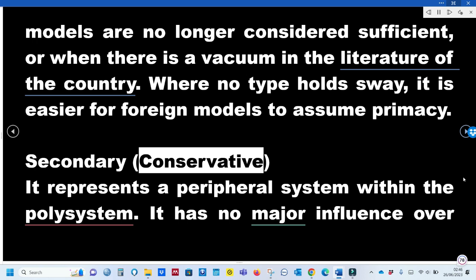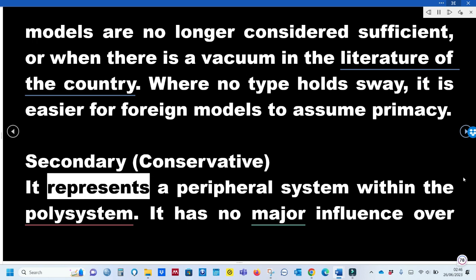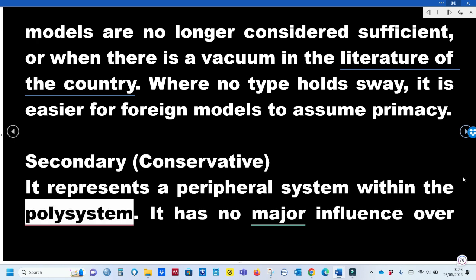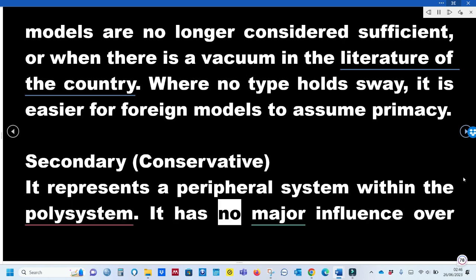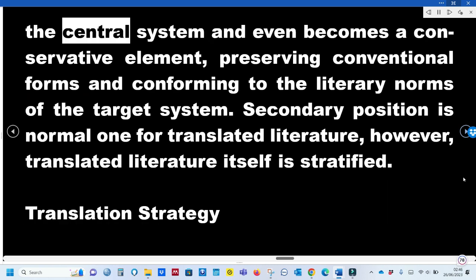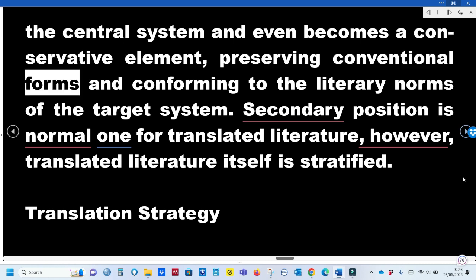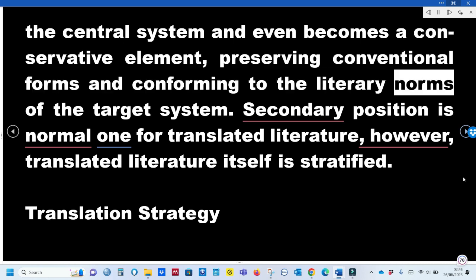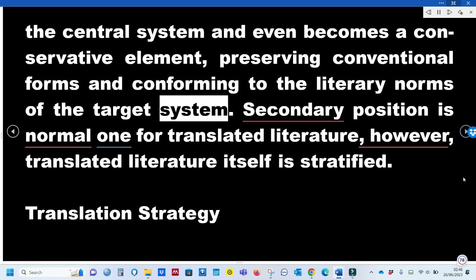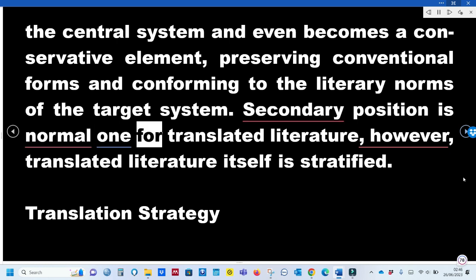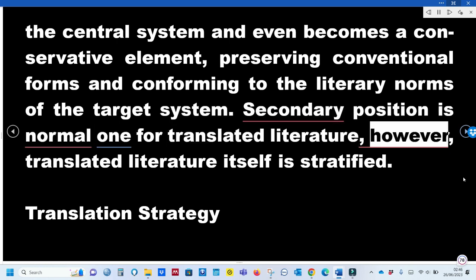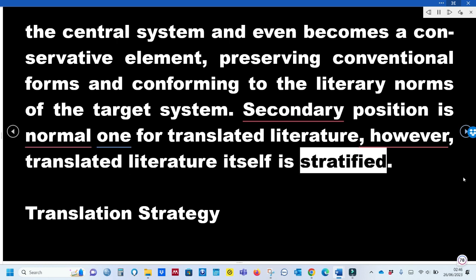Secondary, conservative: it represents a peripheral system within the polysystem. It has no major influence over the central system and even becomes a conservative element, preserving conventional forms and conforming to the literary norms of the target system. Secondary position is the normal one for translated literature. However, translated literature itself is stratified.